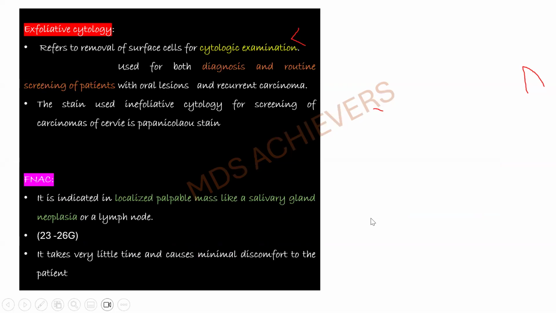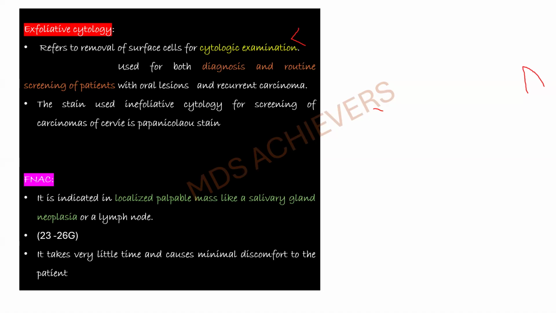Coming to exfoliative cytology, it refers to the removal of surface cells for cytological examination, and it is used for both diagnosis and routine screening of patients with oral lesions and recurrent carcinoma. The stain used in exfoliative cytology for screening of carcinoma is the Papanicolaou stain.